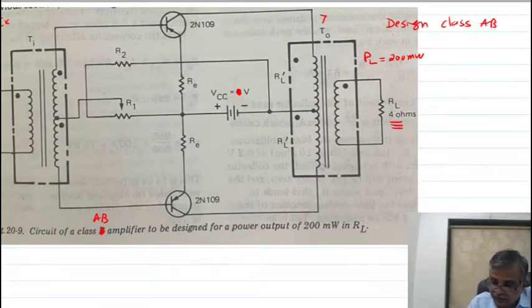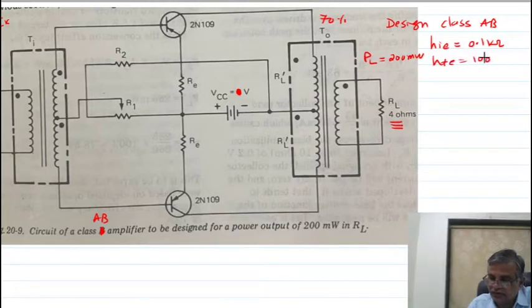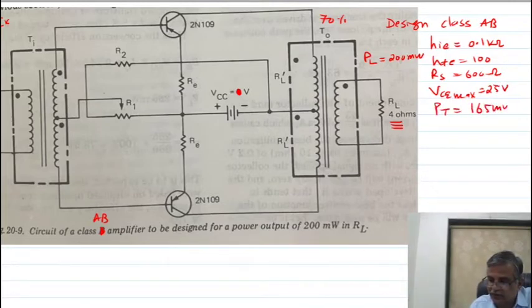They have given that the output transformer is 70% efficient. Your transistor hie is 0.1 kilo ohm, hfe 100, RS 600 ohm, VC max is 25 volt, PT of transistor is 165 milliwatt. Now let us start the things. Answer.